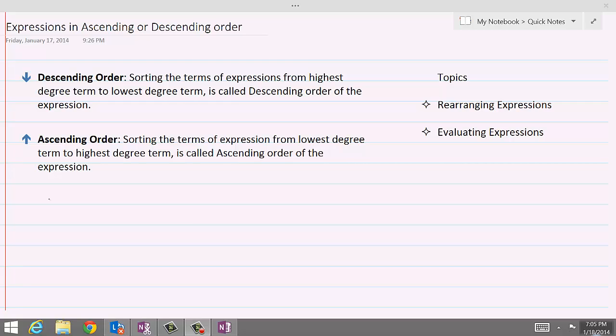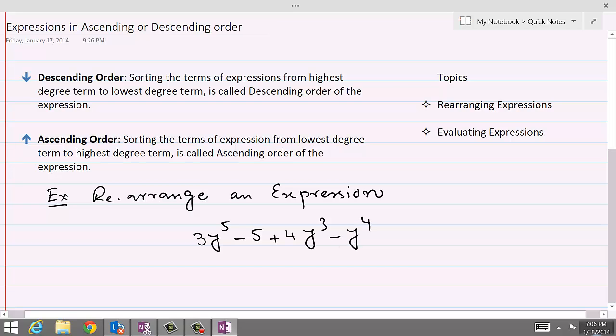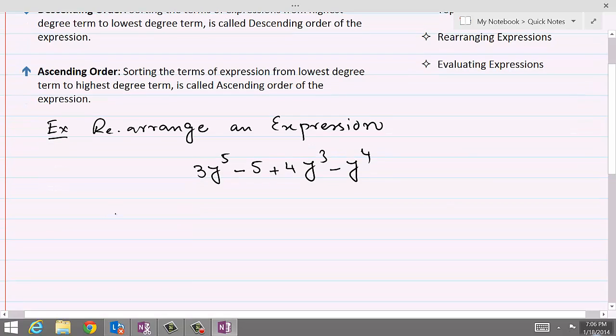Let's take an example here. Example: rearrange the expression 3y power 5 minus 5 plus 4y cube minus y power 4 in two ways. Number one, in ascending order.